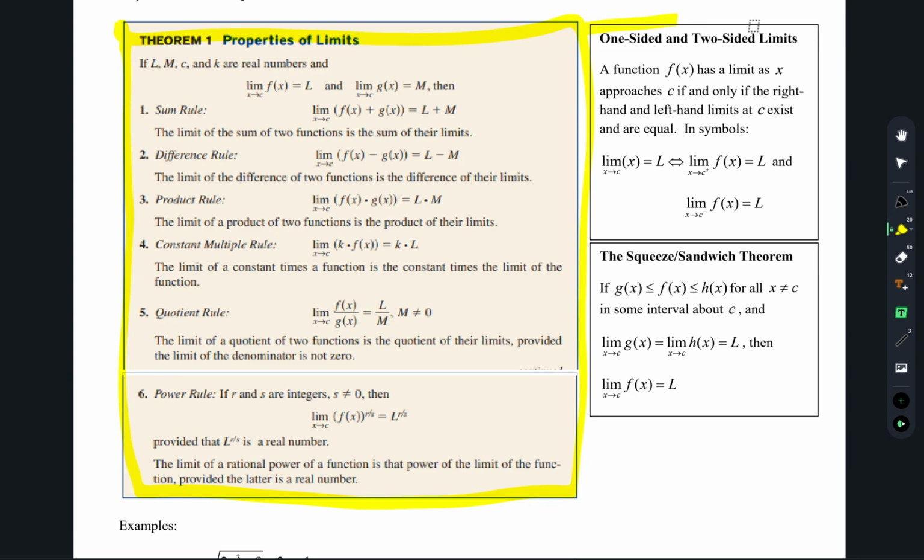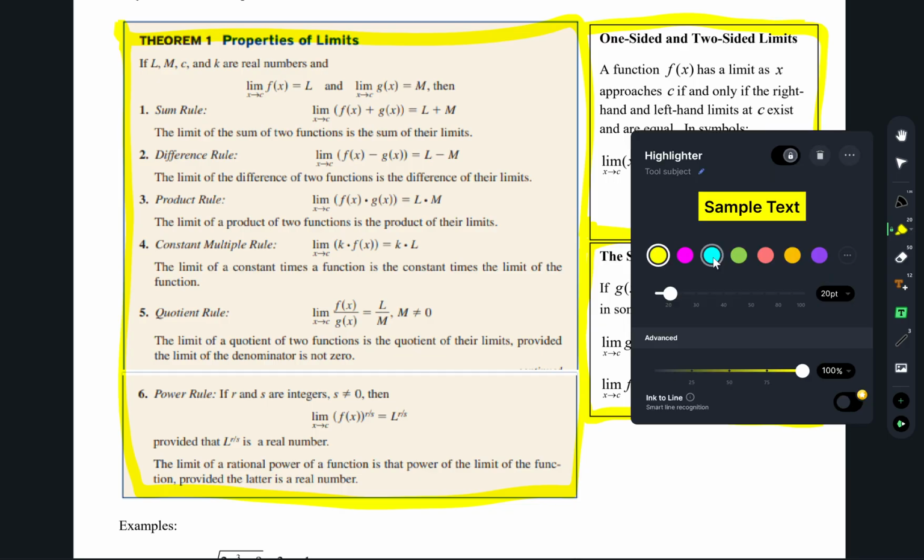One-sided, two-sided limits, you want to be on the lookout for that plus and the minus. So think of plus as you're coming from the pluses, the right side. So you're coming from all the positives, and then the little negative means you're coming from the left, from all the negatives.